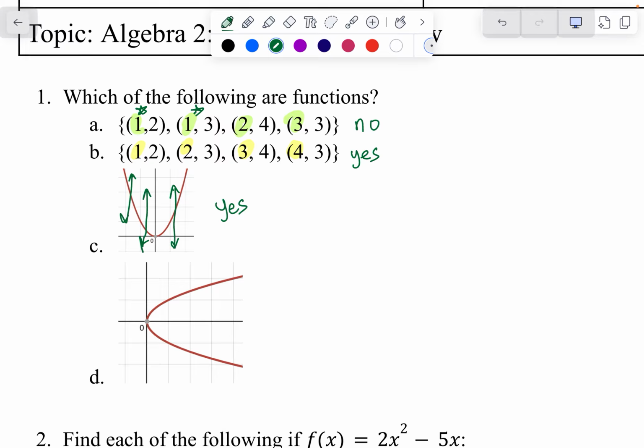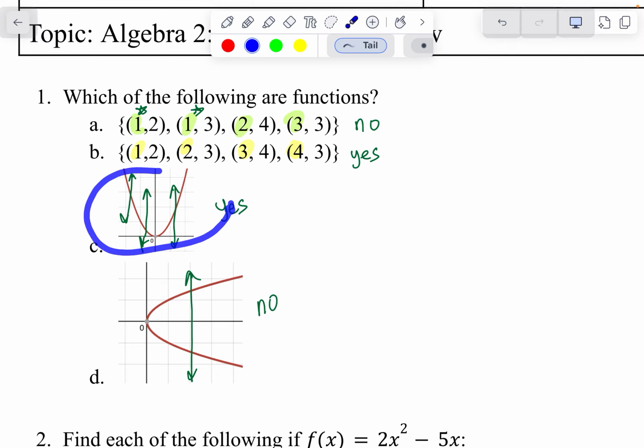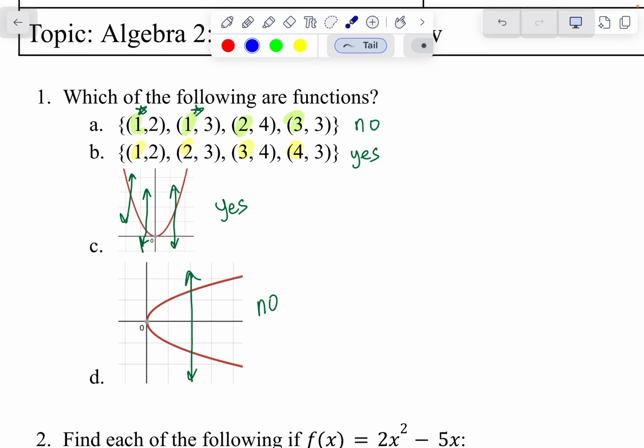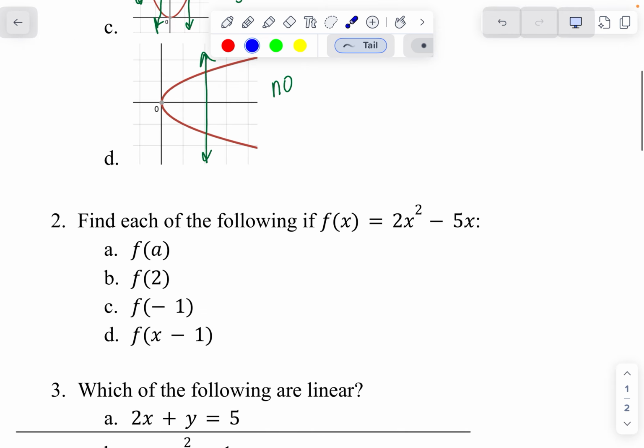This one here is a no, because you can see I can find many different vertical lines I draw would hit it twice. This one is actually a function of x. This one is not. It's a function of y. It's a funky one. It's when it lays on its side like that. Okay? Do we have any questions about identifying whether or not something's a function? Good to go? Okay.